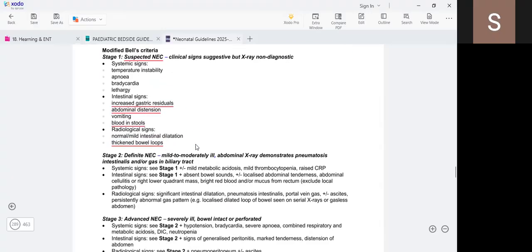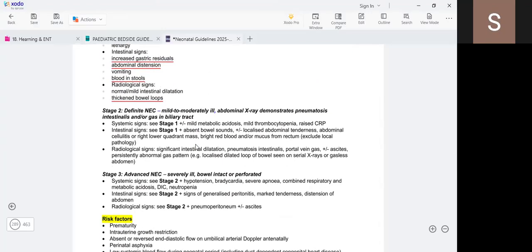Suspected. Definitive necrotizing enterocolitis: mild to moderately ill. X-ray shows pneumatosis intestinalis and or gas in the biliary tract.